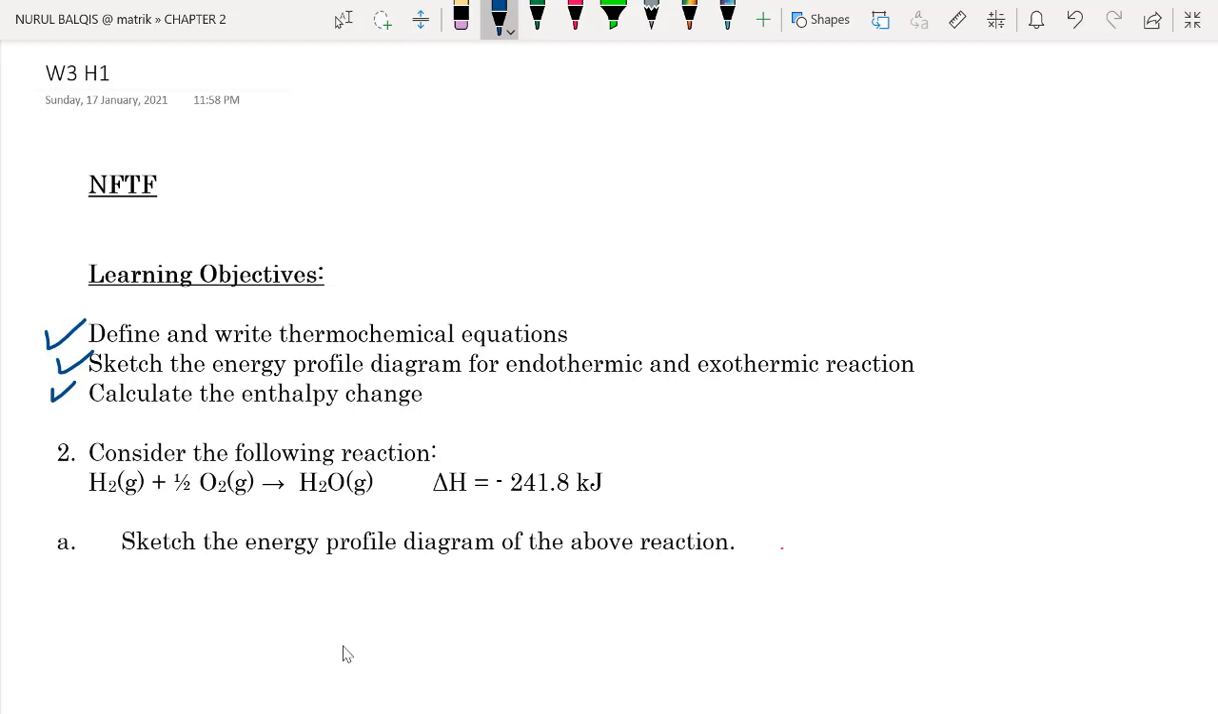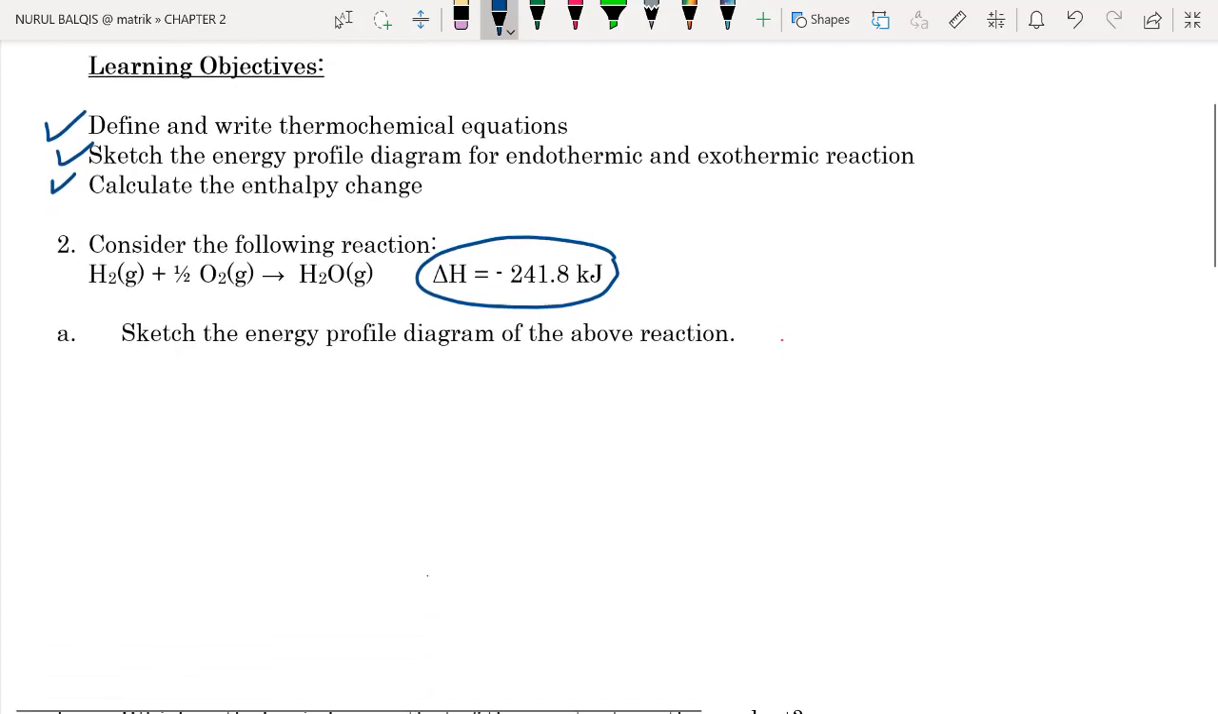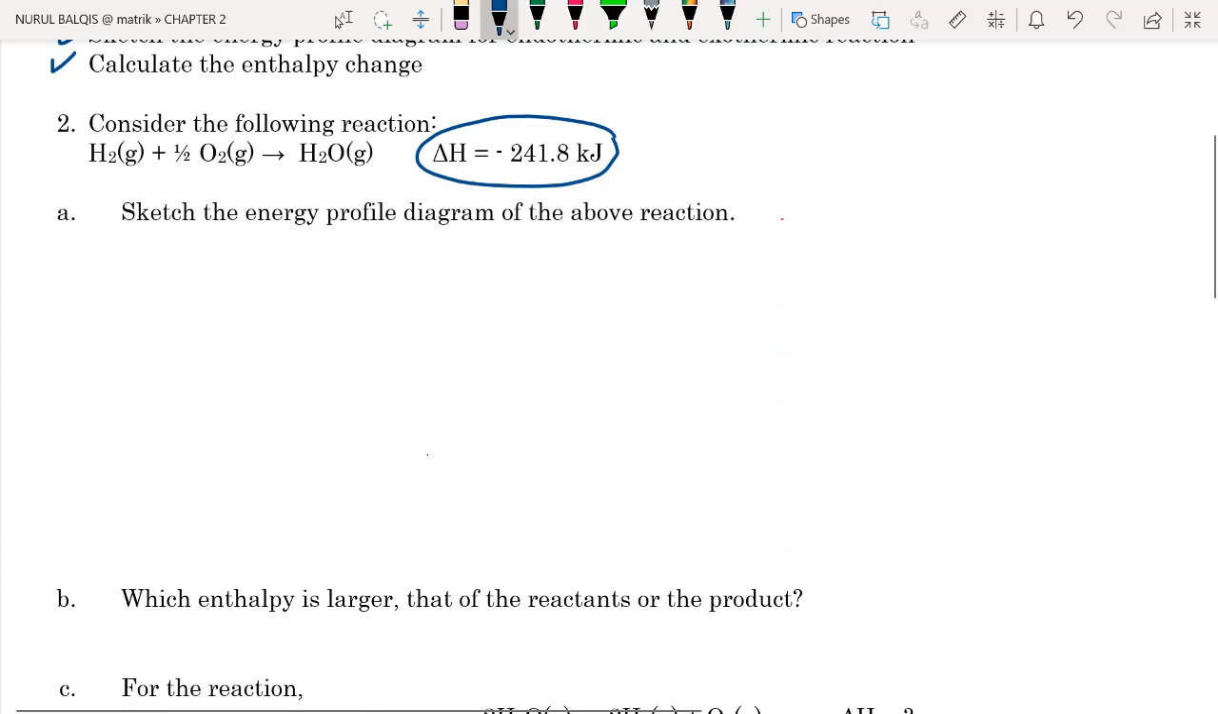There is extra information given in here, which is delta H. Okay, so look at question 2a. Question 2a asks you to sketch the energy profile diagram of the above reactions. So let's recall how many energy profile diagrams you need to know. We have two types of energy profile diagram. One is exothermic and another one is endothermic.